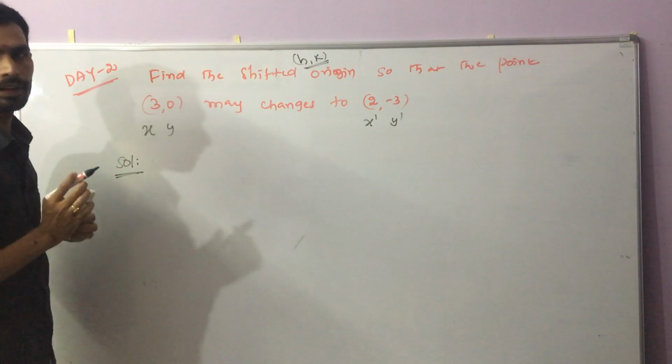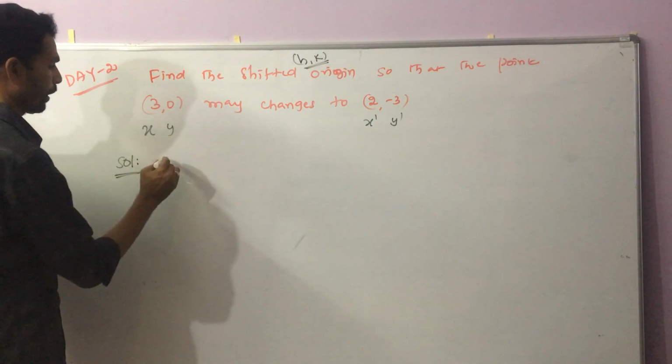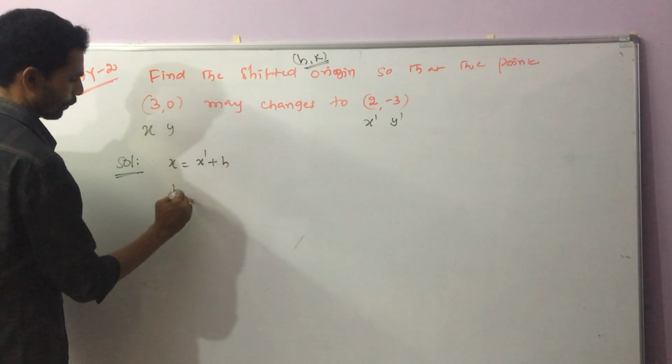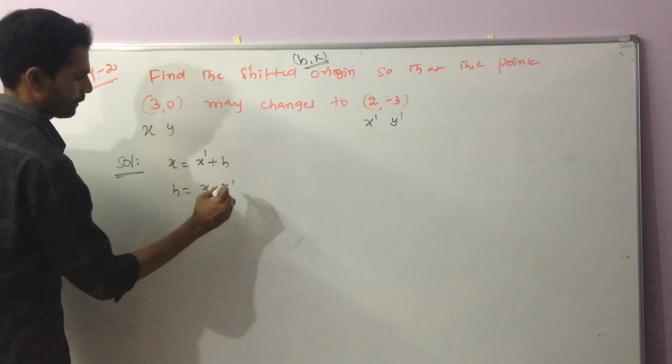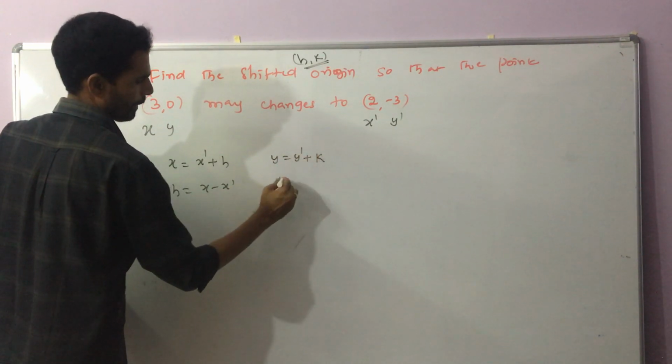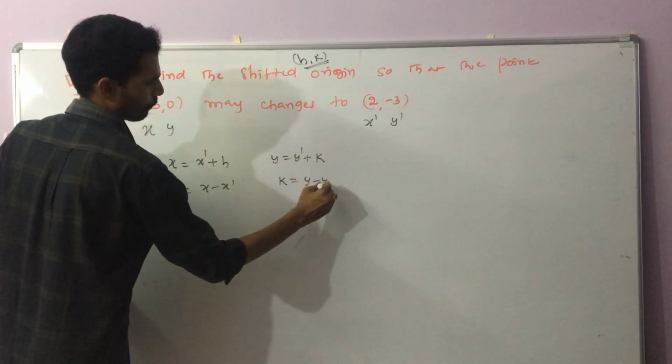Solution: h comma k. What do you want? You want h comma k. The formula: we know x is equal to x dash plus h, so h is equal to x minus x dash. y is equal to y dash plus k, so k is equal to y minus y dash.